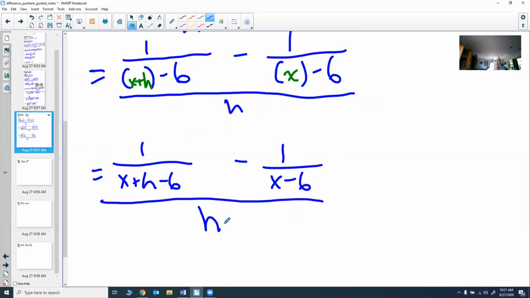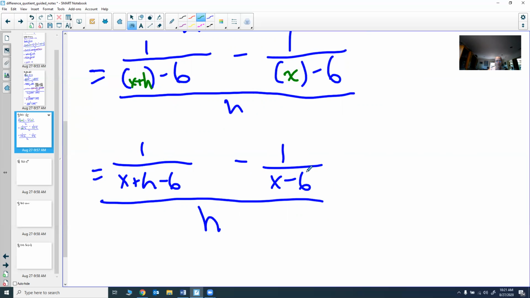The best way I can think of to simplify this is, well, this is a complex fraction. We don't like complex fractions. We don't like having fractions within fractions. So we're going to try to make this into one fraction. The easiest way to do that is to multiply numerator and denominator by the lowest common denominator of the numerator and of all the denominators.